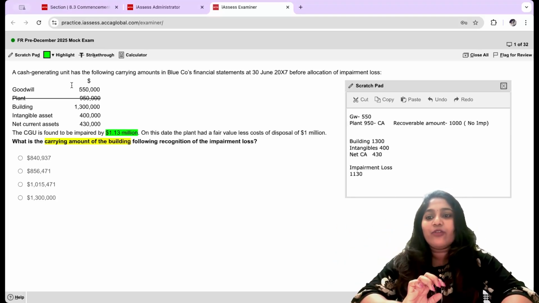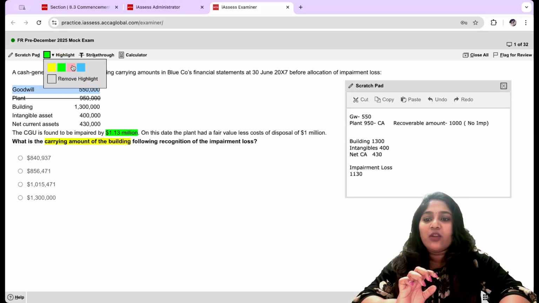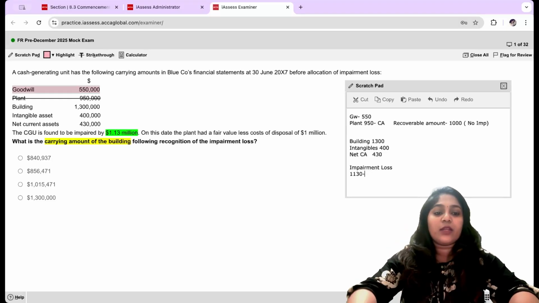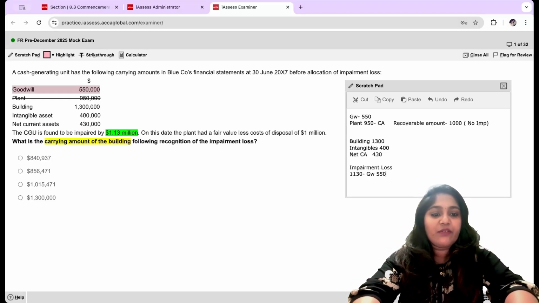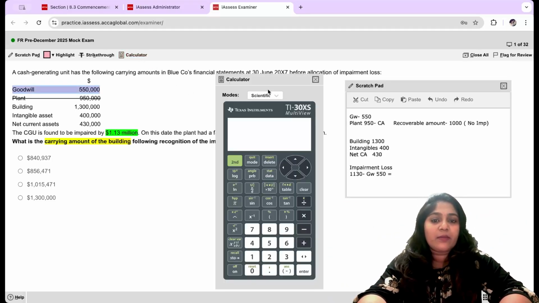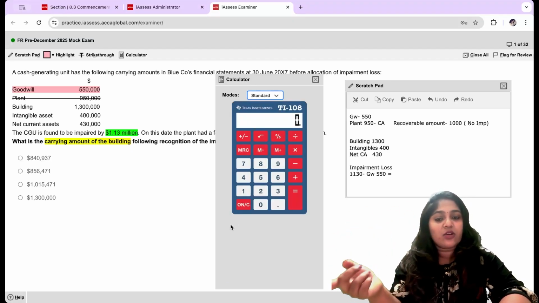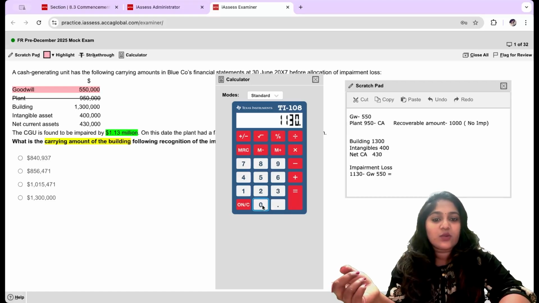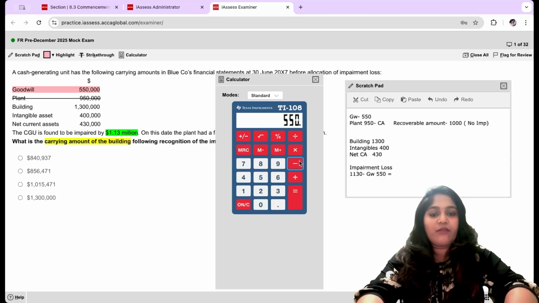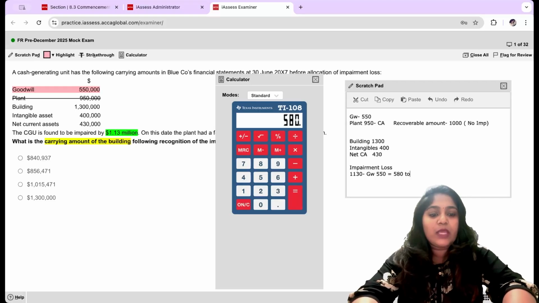Second thing, I have to allocate the whole impairment on goodwill first. You have a goodwill, the entire goodwill has to be allocated. So out of $1,130,000 of impairment loss, I will reduce goodwill of 550. So the goodwill will not be available for the impairment loss at all. So when I open the calculator to find out what is the difference, you have to select standard or scientific. So you can take the standard so that it becomes easy for you. Out of $1,130,000, I deduct how much? I deduct 550, and that gives me a value of how much? Remaining 580 to be allocated.